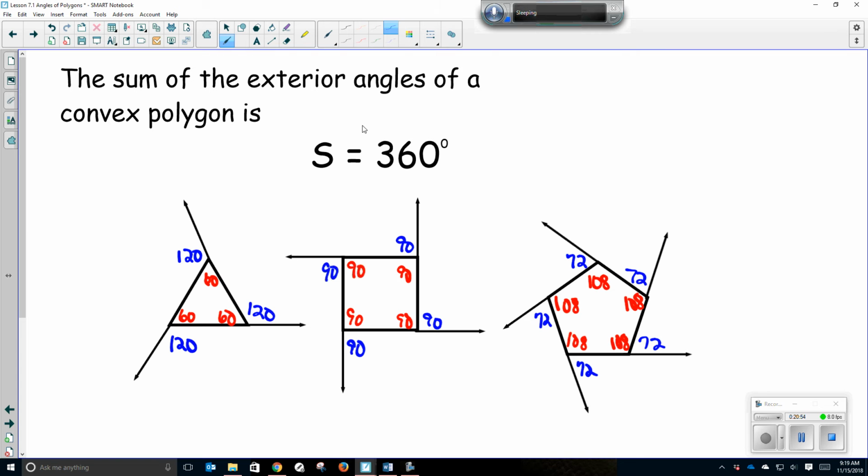But it's the interior that changes. The exterior sum never changes. The interior sum does change. Each angle measure changes because you're dividing 360 by 3, 360 by 4, 360 by 5, 6, 7, 8, 9, 10, depending on how many sides you have. If it's regular, if all the sides are the same length and the angles are the same measure, then all of the exterior angles are congruent to each other and they add up to 360. But if this were not equilateral, then these three would be different measures, but they would still add up to 360. Okay?